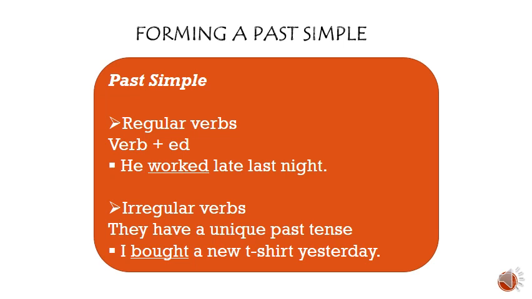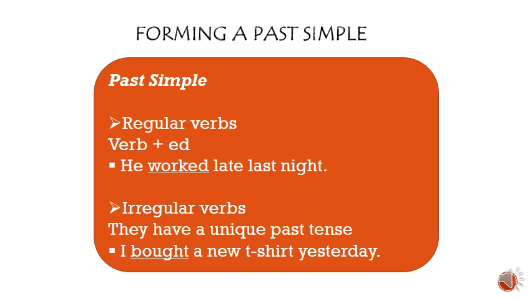If the verb is an irregular verb, these verbs have a unique past tense and they do not follow the rule of adding ed. So, I bought a new t-shirt. Bought is the past form of the verb buy. So as you can see, we changed the verb completely, but without adding ed, because these verbs do not follow the rule.